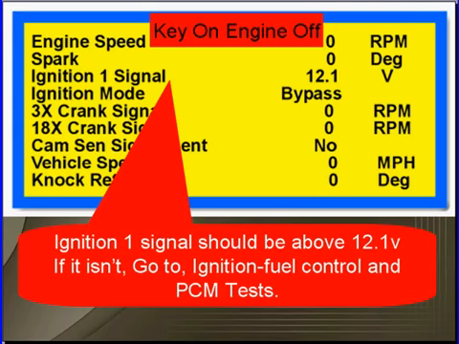The ignition 1 signal should be above 12.1 volts. If it isn't, go to ignition fuel control and PCM test. Now remember that the battery has to be above 12.1 volts for this signal to be above 12.1 volts. So if you have a charging or battery problem, you should have already fixed that.